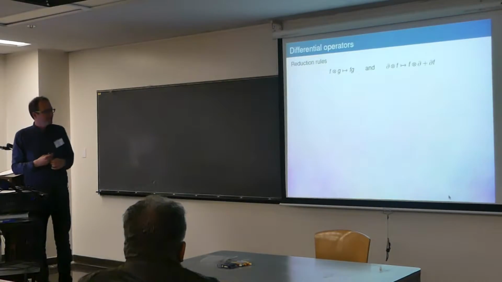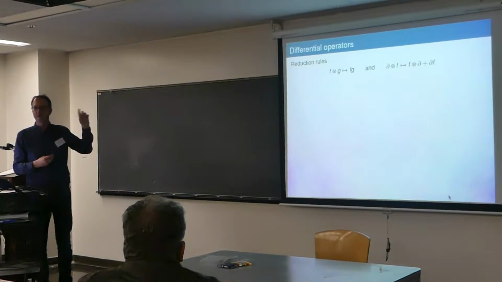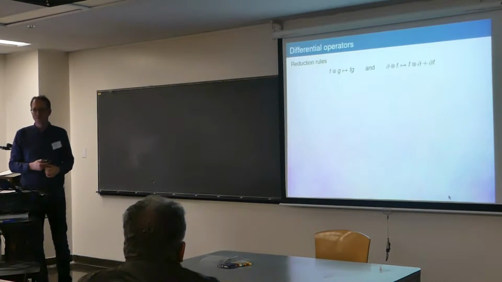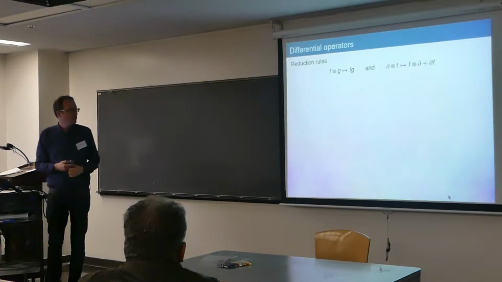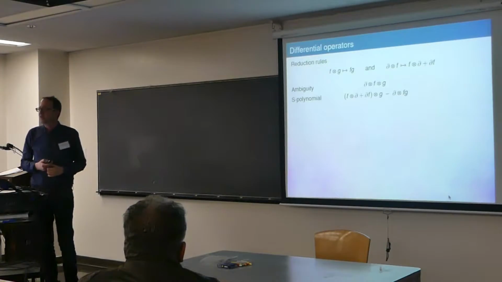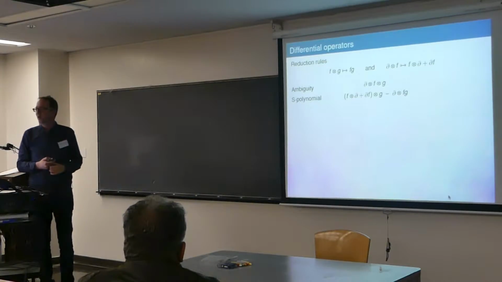But in this setting, we could say for the differential operators, we have two reduction rules. We have these multiplication rules, we can multiply together, and we have the Leibniz rule, of course, for the multiplication. But then we have an S polynomial. This is the S polynomial that occurs here.